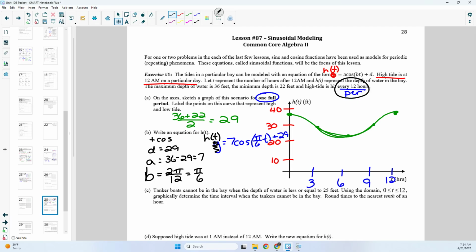So graphically, what I would do, and we're going to write this out, I would graph my function, h of t is y1. And basically here, we want to see when they're below 25. So we would graph a y2 equals 25, and we'll do that in the calculator now.